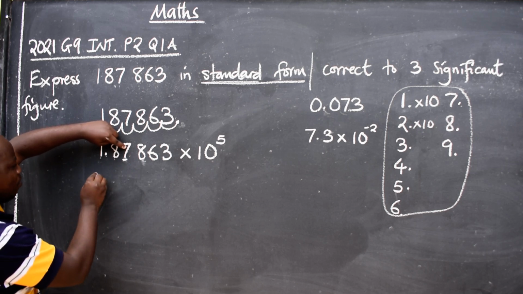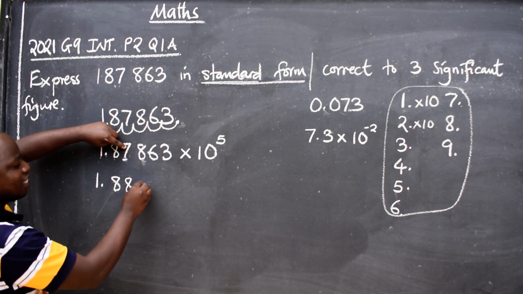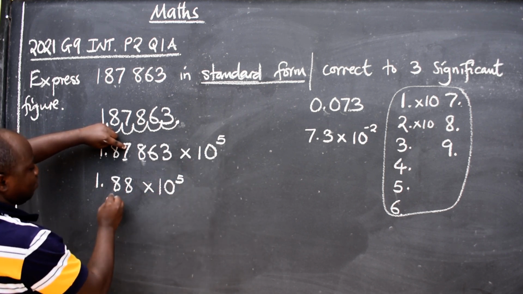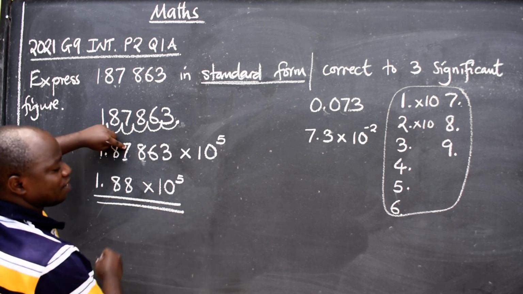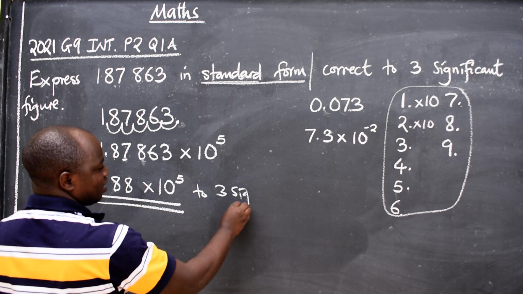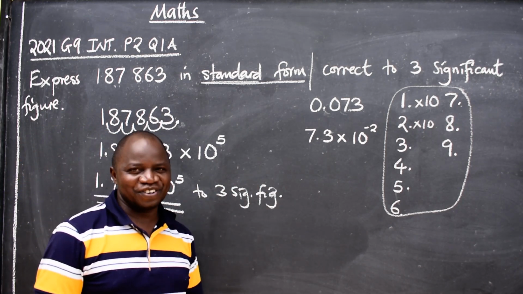So I will be able to write 1.88 times 10 to the power 5. This is now the correct answer to 3 significant figures. That is the way we do it.